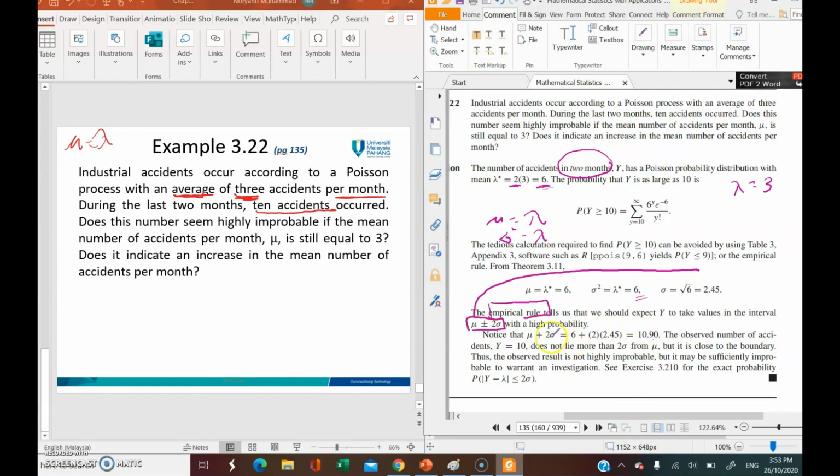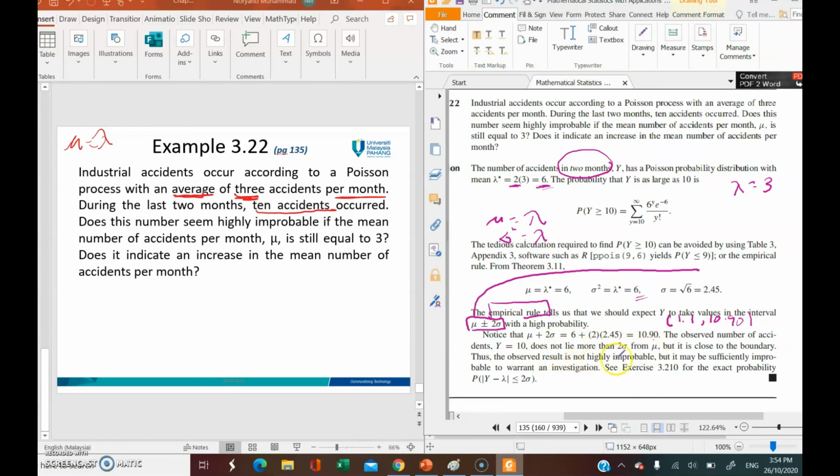If you do this for the other side, you will have 6 minus 2 times 2.45, and you get 1.1. So the range is actually between 1.1 and 10.9. So 10 is still in this range, close to the boundary. That means it does not lie more than 2 sigma.